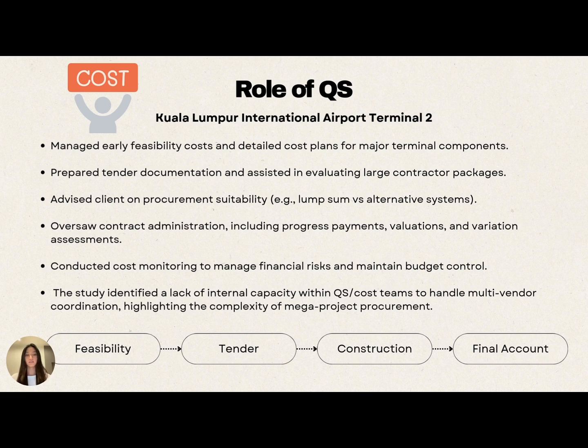The study identified a lack of internal capacity within the QS or cost teams to handle multi-vendor coordination, highlighting the complexity of mega project procurement. So QS plays a role from feasibility to tender, to construction, and to the final account.